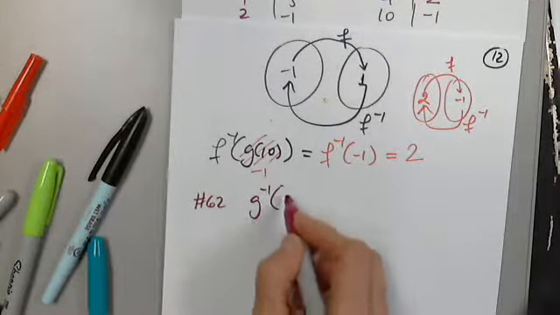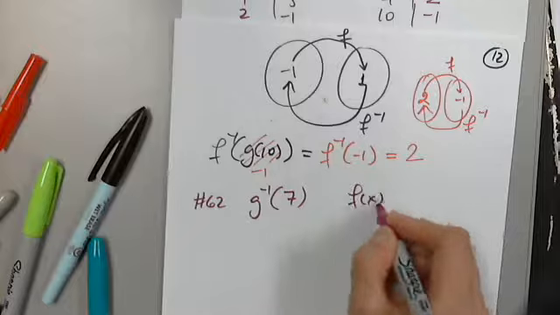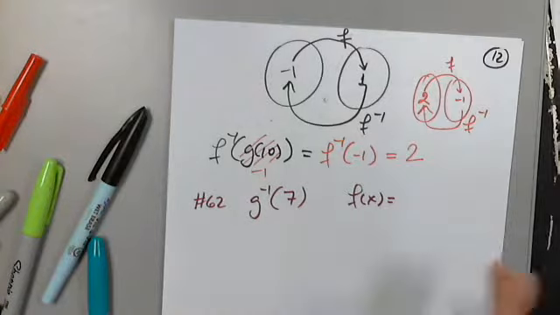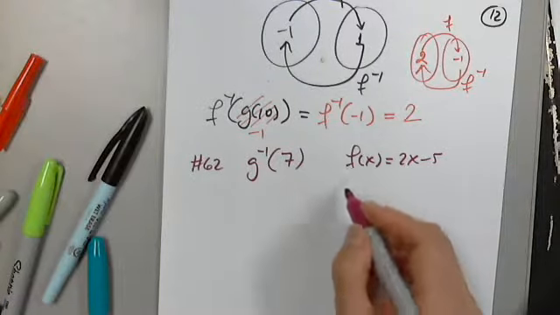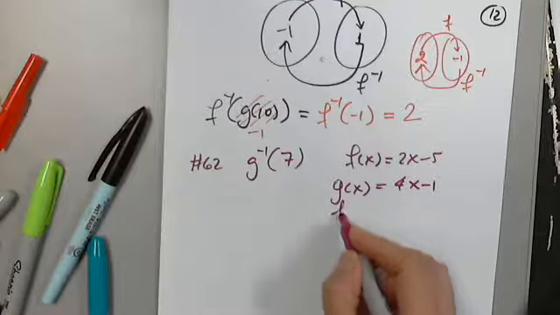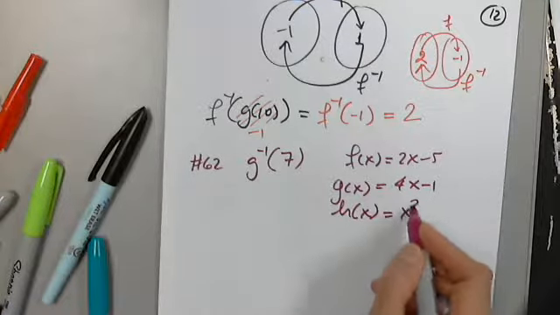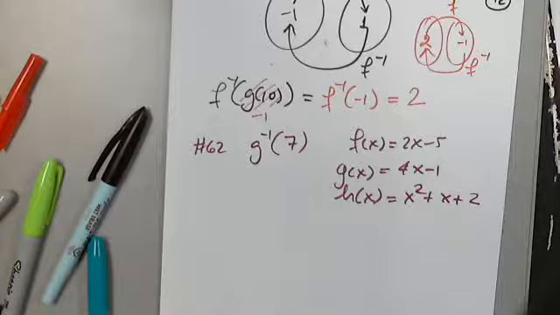G inverse of 7. And for this one, we are given 3 functions. We'll see if we need all of them. But this time, we're not given a table. We are given functions. G of x equals 4x minus 1, and h of x, x squared plus x plus 2. We want to find G inverse of 7.